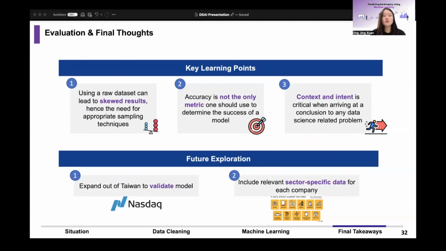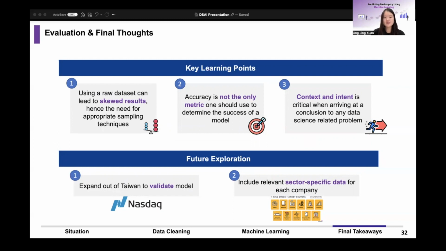For example, though we concluded that the neural network model is the optimum model, if the entity in question is not risk-averse and will prefer a model that gives fewer errors overall, they will prefer to use the decision tree model. For further exploration, we intend to expand our data to validate the model and investigate whether including sector-specific data could improve performance.